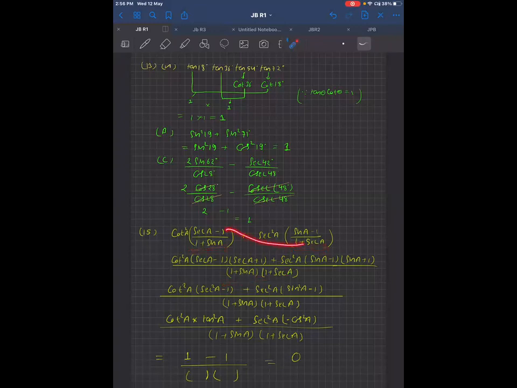This 1 plus sec A multiplies this side, 1 minus sec A, and 1 plus sin A multiplies this side. So here 1 plus sec A, this one into 1 plus sec A. Sin square A, sin A minus 1 into 1 plus sin A. Now this is A minus B, A plus B, A square minus B square, 1 square will be 1. Sin square minus 1 is minus cos square, sec square minus 1 is tan square. That is equal to 1, that is equal to minus 1. So 1 minus 1, 0.